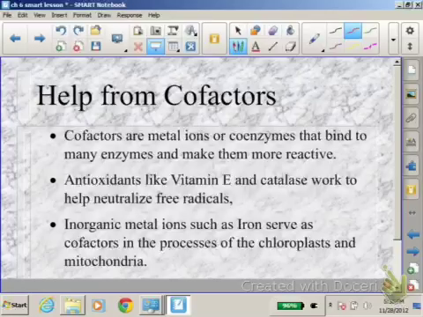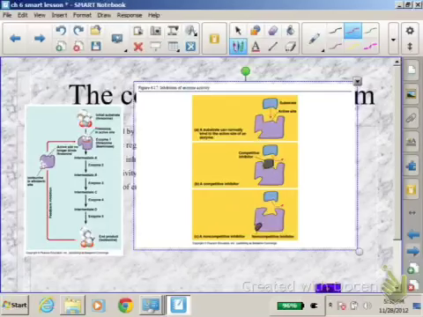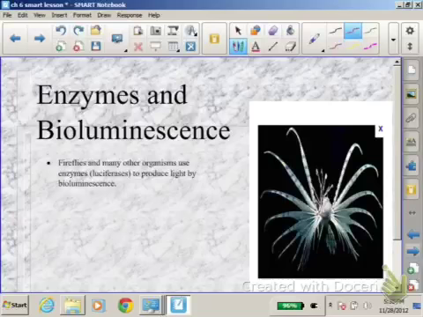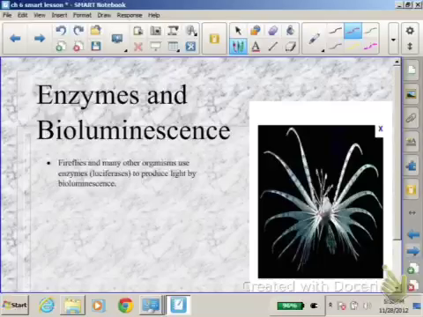All right, and then let's look at number 25. Describe the process of bioluminescence in terms of enzyme activity. We're going to skip this one. Okay, so we all have heard of what bioluminescence means. We know that's when organisms can give off their own light. It says fireflies and many other organisms use enzymes, what we call luciferases, to produce light by bioluminescence. Okay, and that actually is caused by the action of an enzyme.